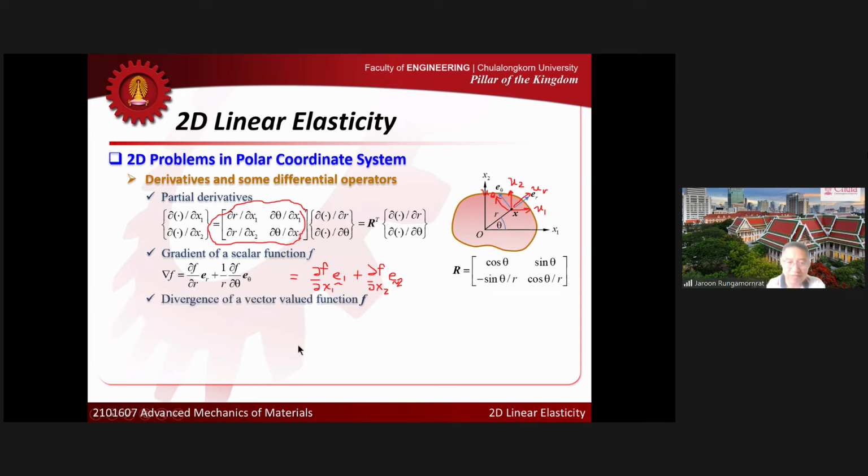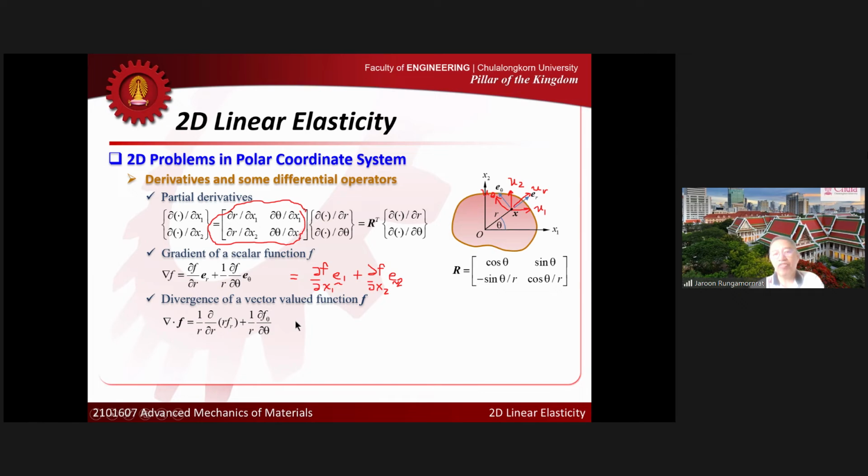We also have the divergence of a vector. Let's say that we have a vector f. If we want to get the divergence of a vector f, we have the expression here as well. That is the expression for the divergence of a vector f. F_r and f_theta that appear there are simply the components of the vector f in the r-theta system.